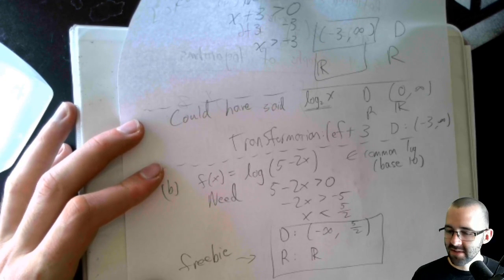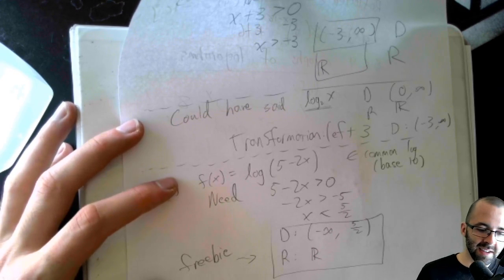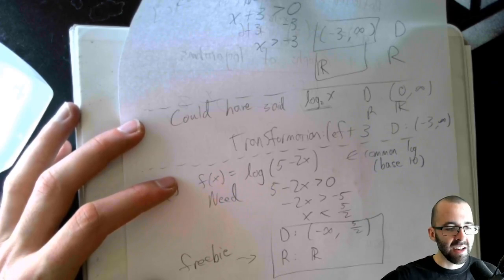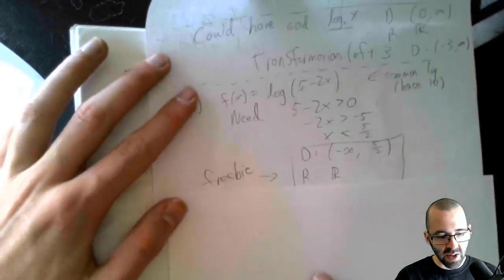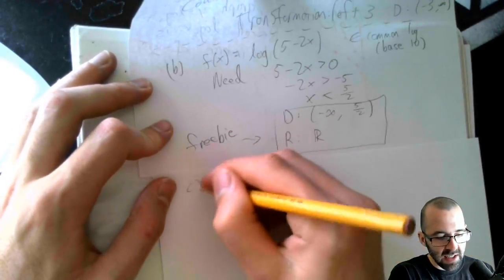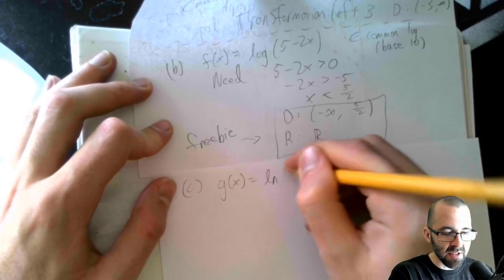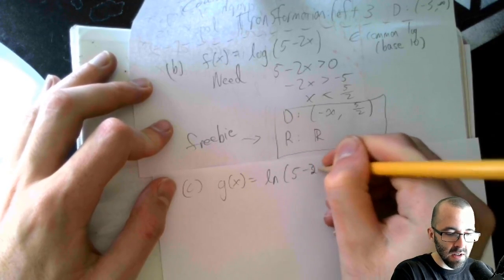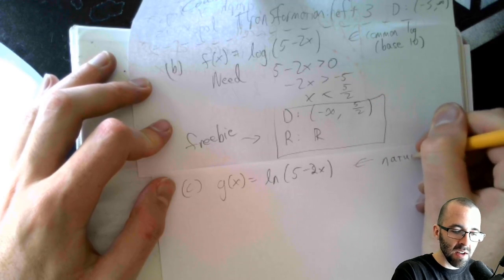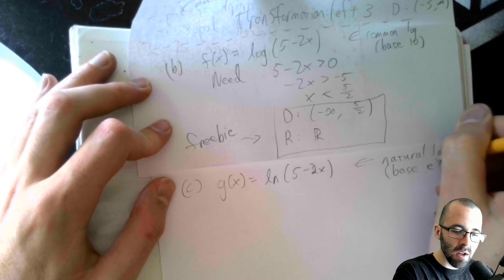Okay. Let's go on to part C. Part C is a good one. Oh, I wish I had part C on the same page as part B. Here, we're going to make it be on the same page. Part C, g of x. Find the domain and range of this function. And again, remember this is the natural log, base e.